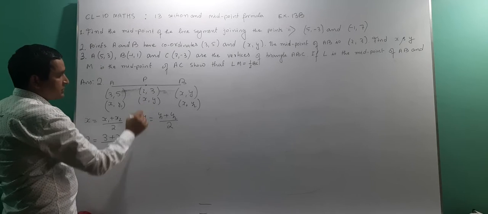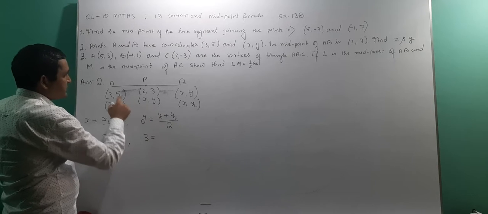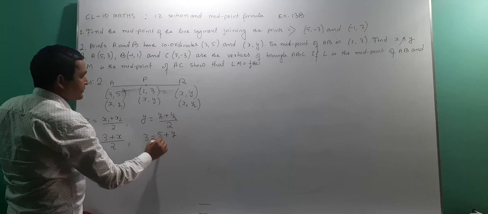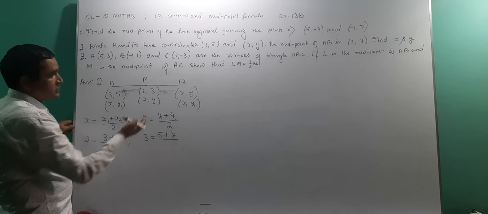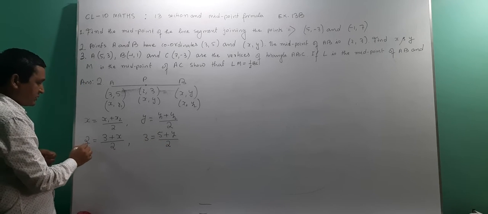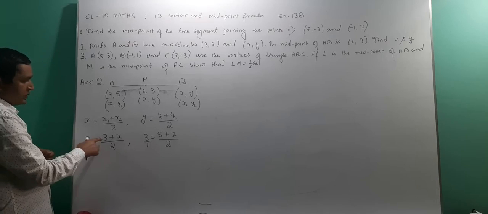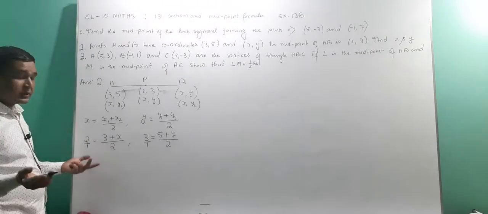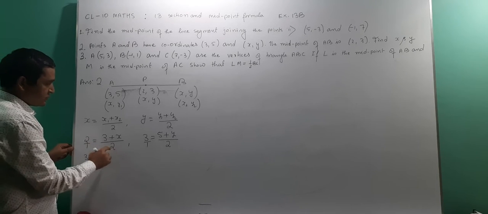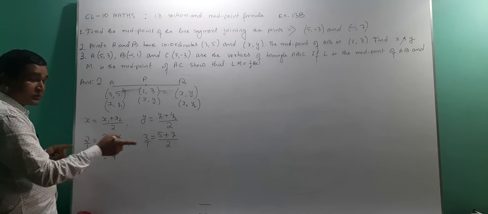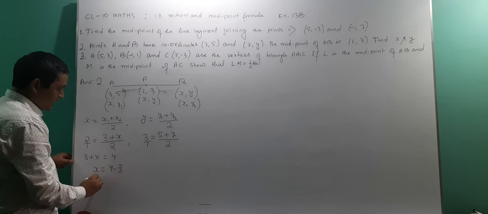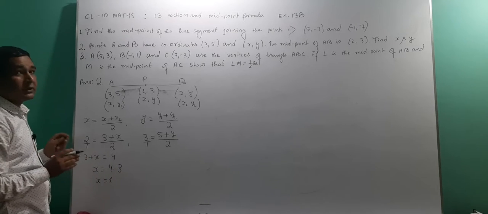Similarly, y is how much? 3, then y1 is 5, then plus y2 is not there, write y itself. You can write y2 also, same thing, otherwise you can write it over 2. Now let's do the cross multiplication. 1 multiply 3 plus x is 3 plus x, equals 2 times 2 is 4. Now take this 3 towards the right, then x equals 4 minus 3, x equals 1. We got the value of x.